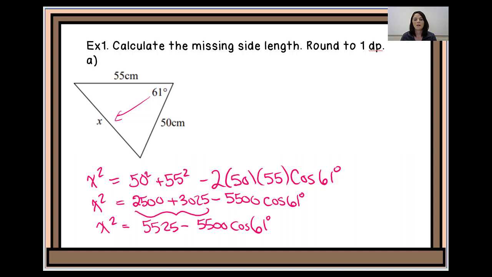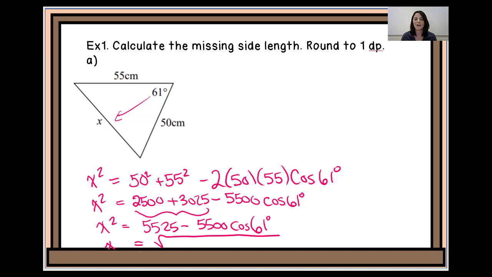Okay, so now when we plug this into the calculator, we're going to plug in 5,525 subtract. You might have to put this part in a bracket. So 5,500 times cosine 61 equals. And then we need to take the square root of that in order to calculate x.